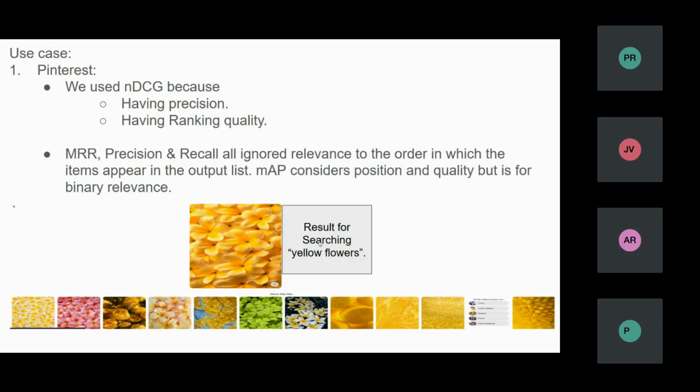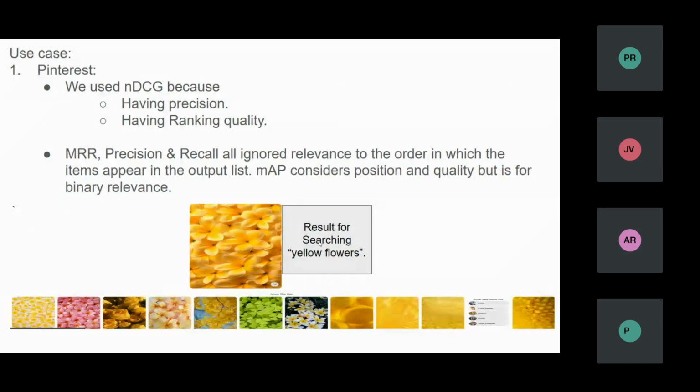The other reason we chose normalized discounted cumulative gain is because of its ranking quality. It considers how the relevant items are appearing in the list, and that is what we wanted. We wanted the more relevant items appearing higher up in the list, and irrelevant items being down the list or not appearing at all, if possible.